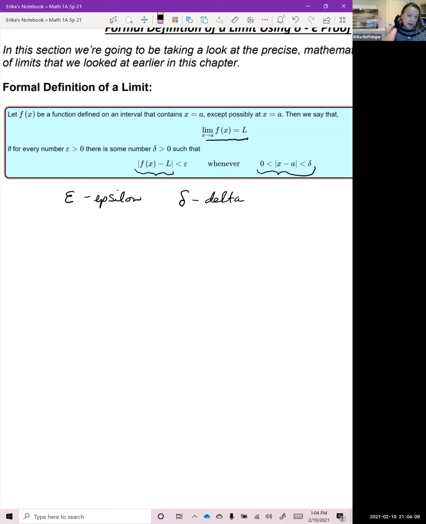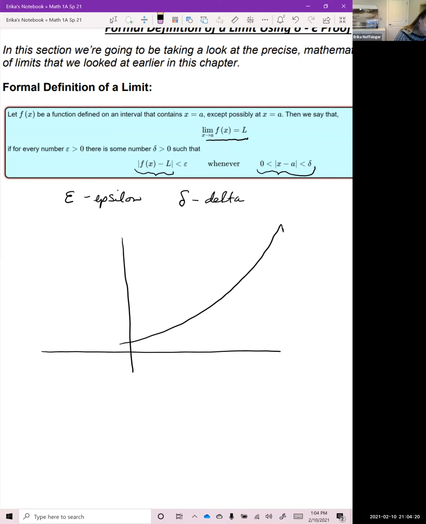Okay, so let's nitpick this. Let f of x be a function defined on some interval. So let's look at a graph, something like this, that contains x equals a. So let's put x equals a here. It's possible that there's an open circle here at x equals a, because it said except possibly x equals a. But let's just keep it as closed for now.